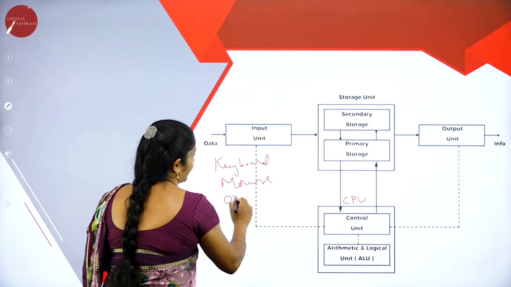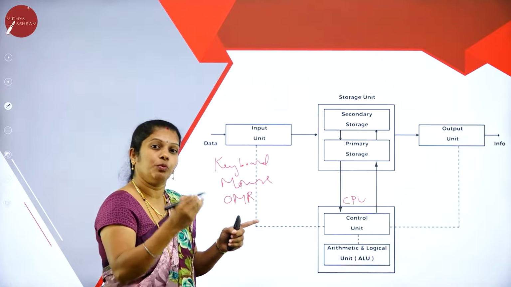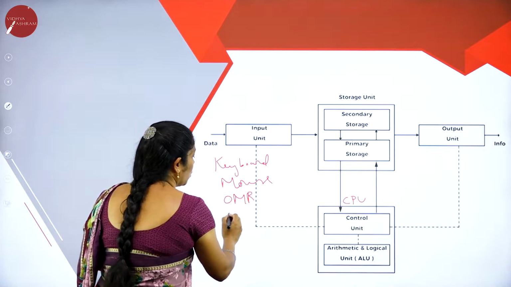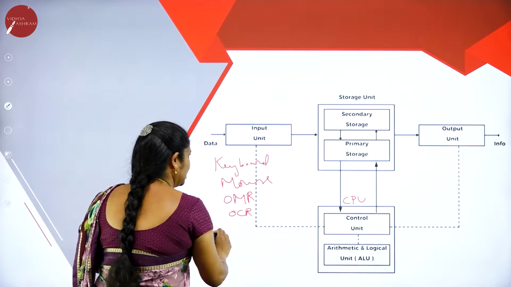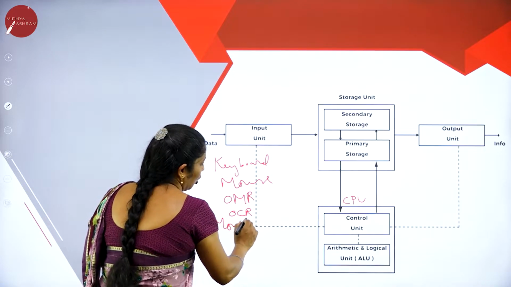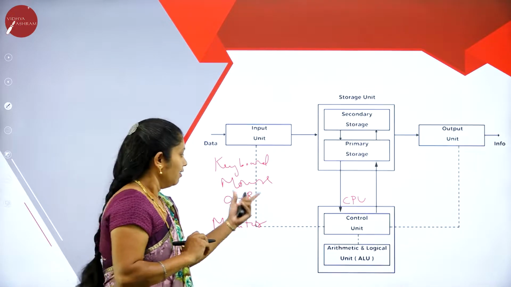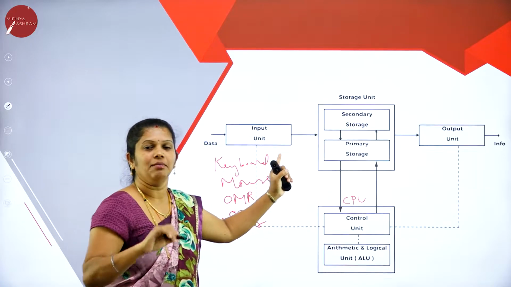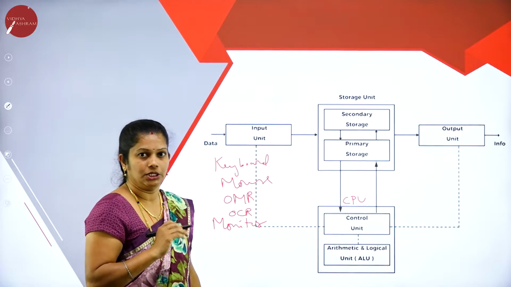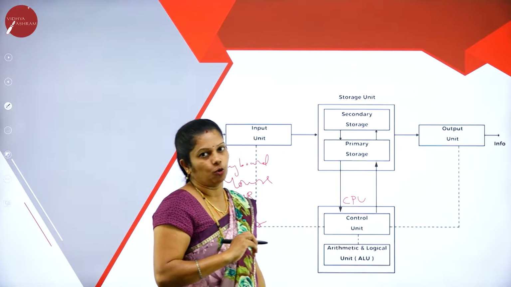OMR, that is optical mark reader, is also one of the input devices. OMR, OCR, those are also input devices. Then the monitor. The monitor acts as both an input as well as an output device. With that, I can give commands to the computer as well as see the result on the monitor. It means that the monitor acts as both an input device as well as an output device.